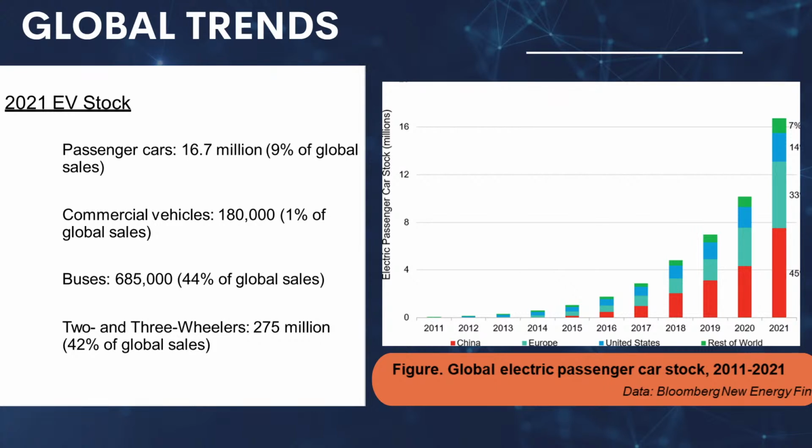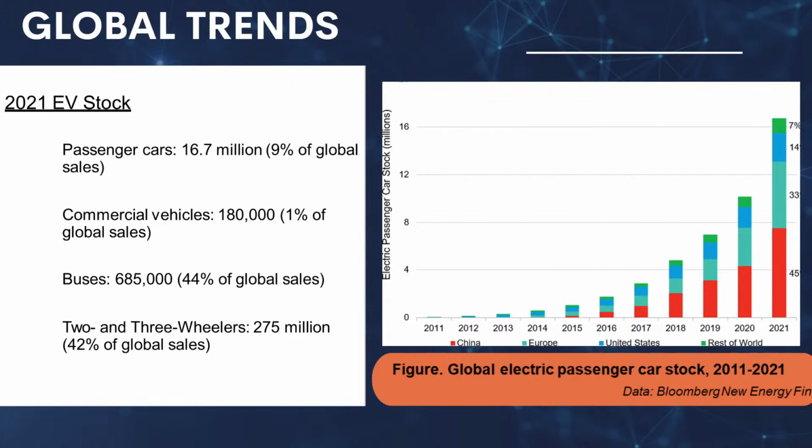Next one is the commercial vehicles. What are the commercial vehicles? Vans and trucks. That means 180,000 electric delivery vans and trucks were sold in the year 2021, which is 1% of the total global sales. Businesses are using electric vans and trucks because they save money and are better for the environment.